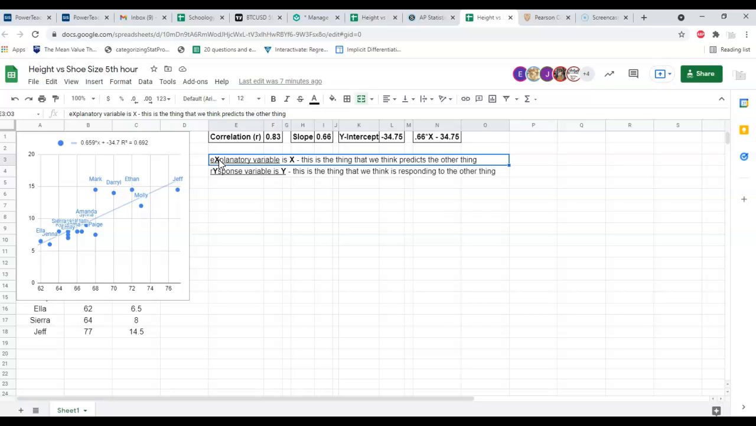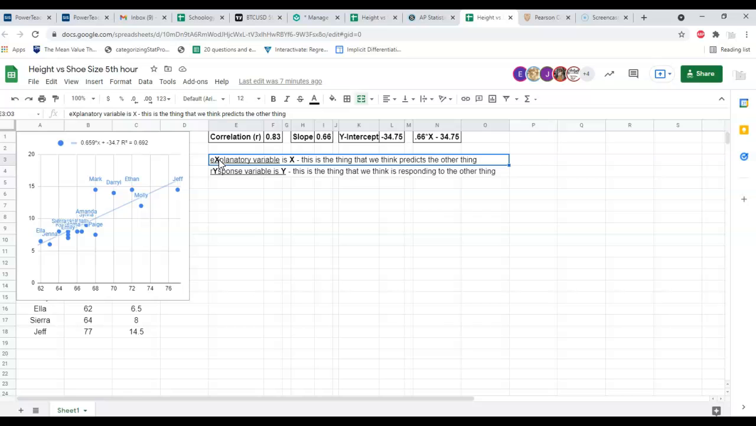Explanatory, that's the one that we think is explaining what's going on. So in this situation, I think that if you tell me your height, I can predict your shoe size. You can always look this up. The explanatory variable is the one that comes first. If you tell me this, I can predict the other thing.